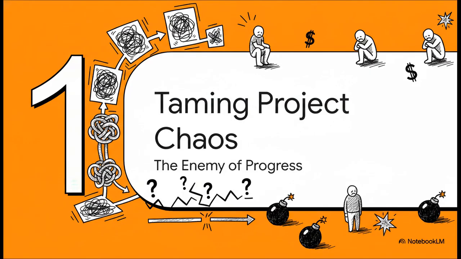So let's just call it what it is. In our app launch example, chaos is that hidden dependency you didn't see coming, like the front-end guys being stuck because the back-end API isn't ready. Or, that surprise bottleneck when you realize a third-party tool is way harder to integrate than you thought. This kind of chaos, it creates risk, it wastes money, and it absolutely burns out your team.